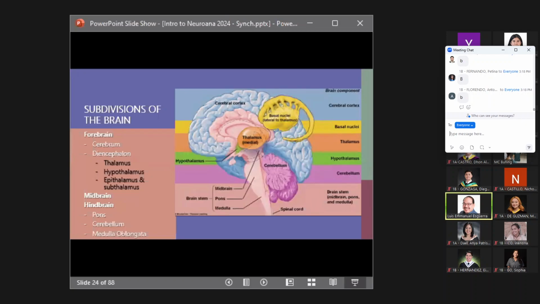Now the reason for this subdivision lies in the development of the central nervous system, with regard to the embryonic neural tube development. That is a subsequent lecture that will be taught by Dr. Uy. It explains why these parts develop in this way. For now, just remember which part belongs to which.